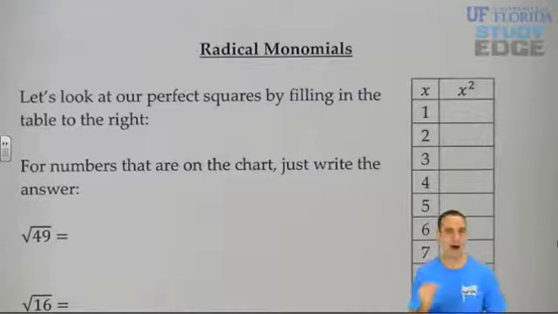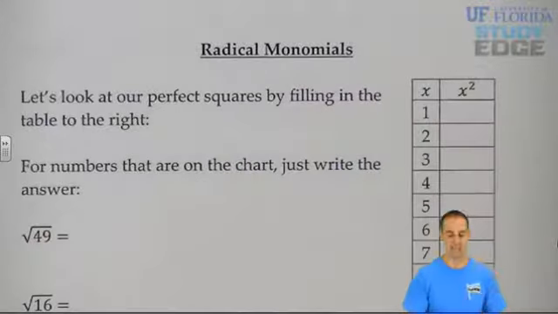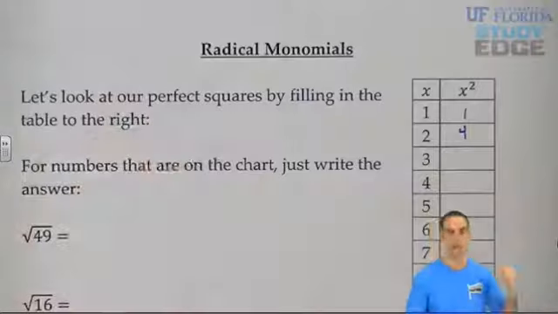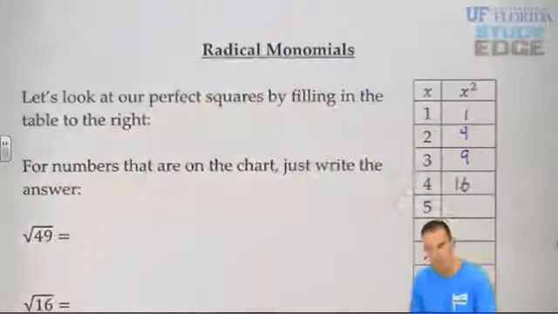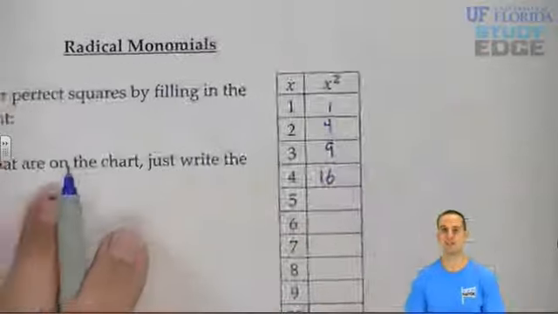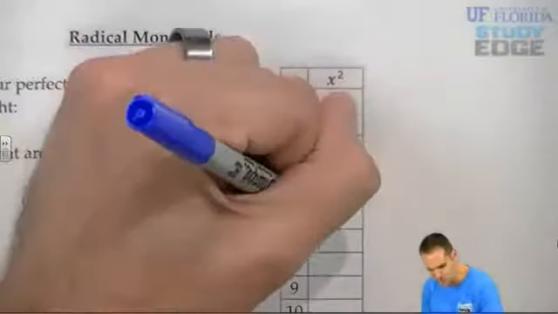So check this out, man. For perfect squares, I'm going to look at x's, and I'm going to square them. So ready? 1 squared is 1. 2 squared is 4. 3 times 3 is 9. 4 times 4 is 16. 5 times 5, my head's in the way. So let's move it. 5 times 5 is 25. 6 times 6 is 36.